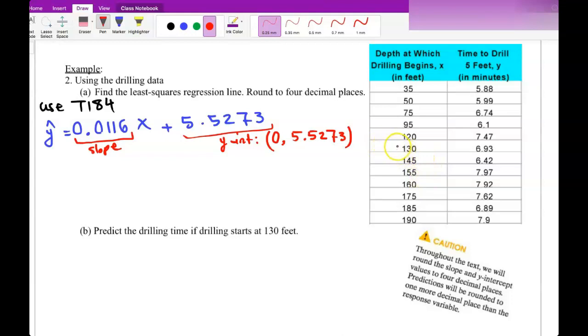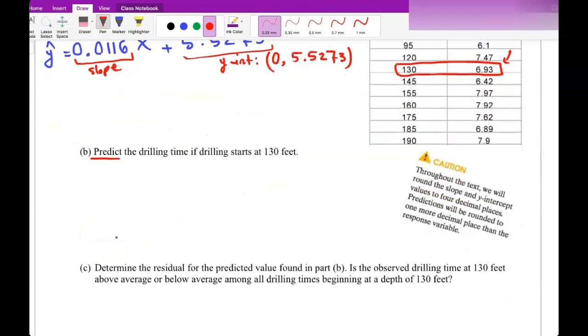Let's see what observed is for that point. Here is what we have based on this table. X is 130 and y is 6.93. So this one is observed. Now here we want to predict, based on this point 130, finding y.